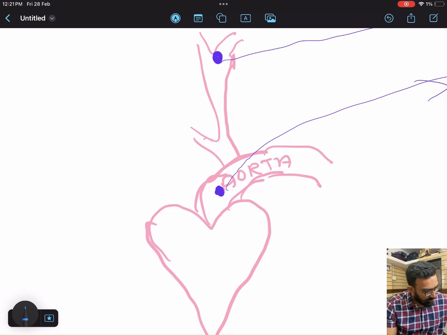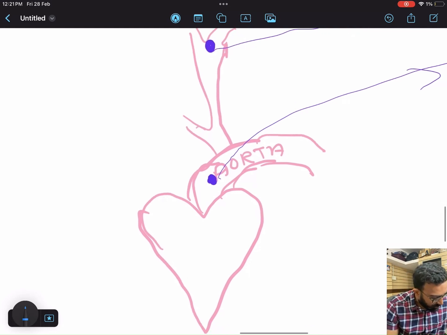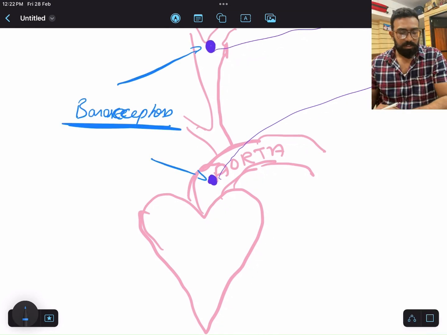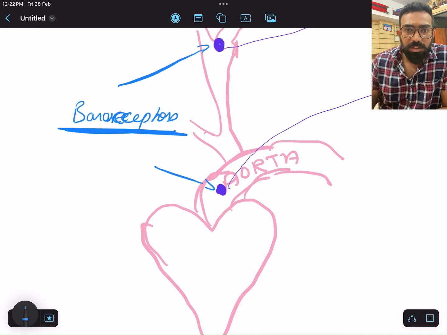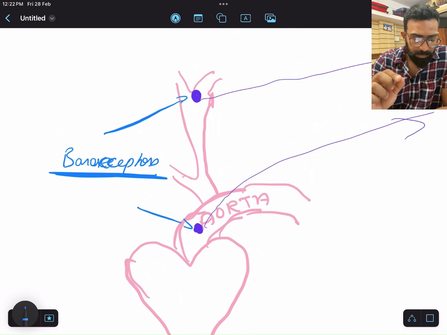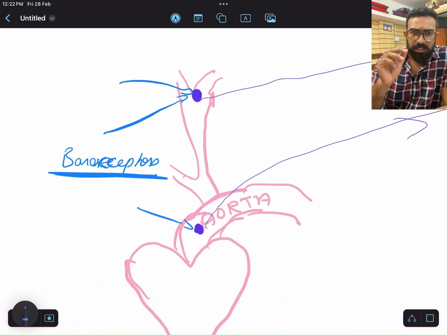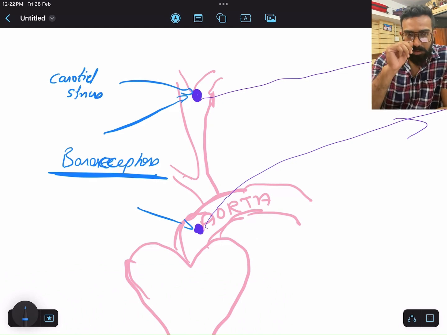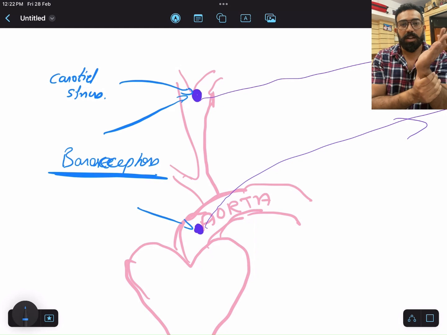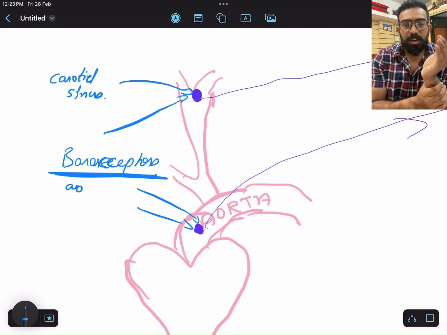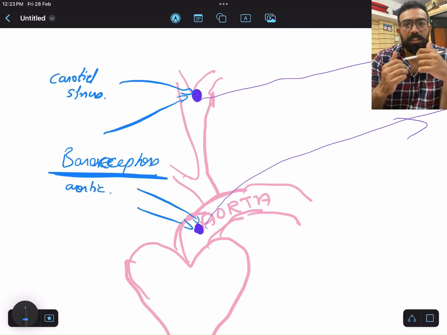There are something called baroreceptors, which I have drawn over here. These are your baroreceptors in the heart: the carotid baroreceptors and the aortic baroreceptors. Whenever these carotid and aortic baroreceptors get less blood coming to the heart, they send a signal to the brain.